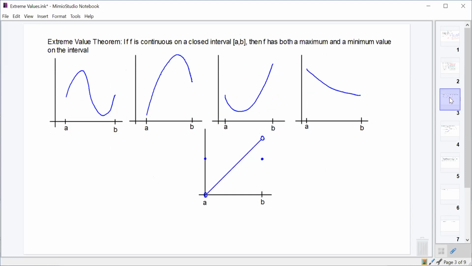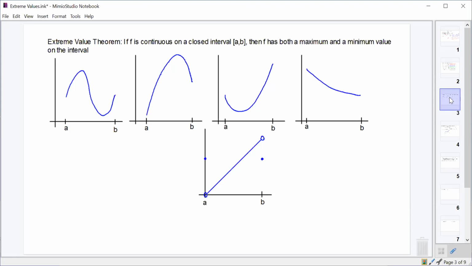So this leads us to a fun and easy theorem, which is called the extreme value theorem. The extreme value theorem says that if a function f is continuous on a closed interval, then f must have both a maximum and a minimum value on that interval. Right? If it is continuous on a closed interval.